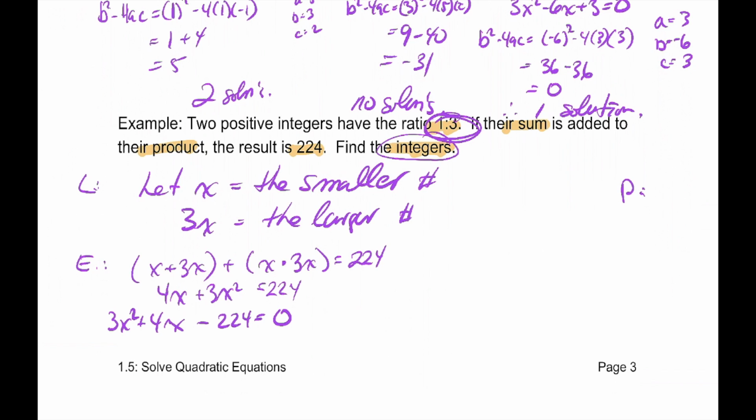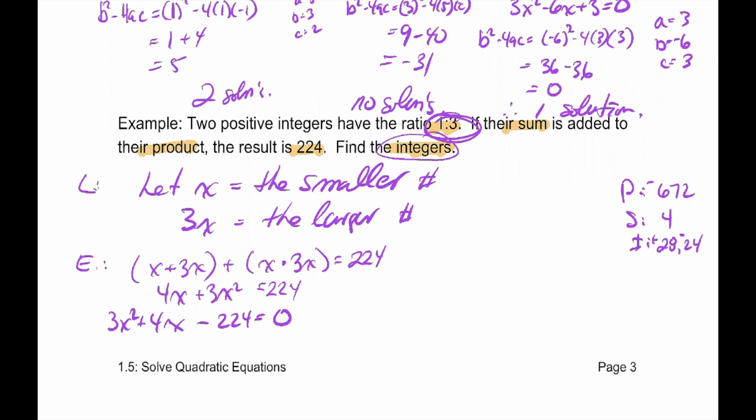So the product, when we take 3 times 224, is 672. In this case, a negative 672. The sum is going to be 4. And going through and trying various combinations, eventually I discovered that the two factors are 28 and 24. That's the two that have a difference of 4. And since the sum is positive, this is a positive 28 and a negative 24.